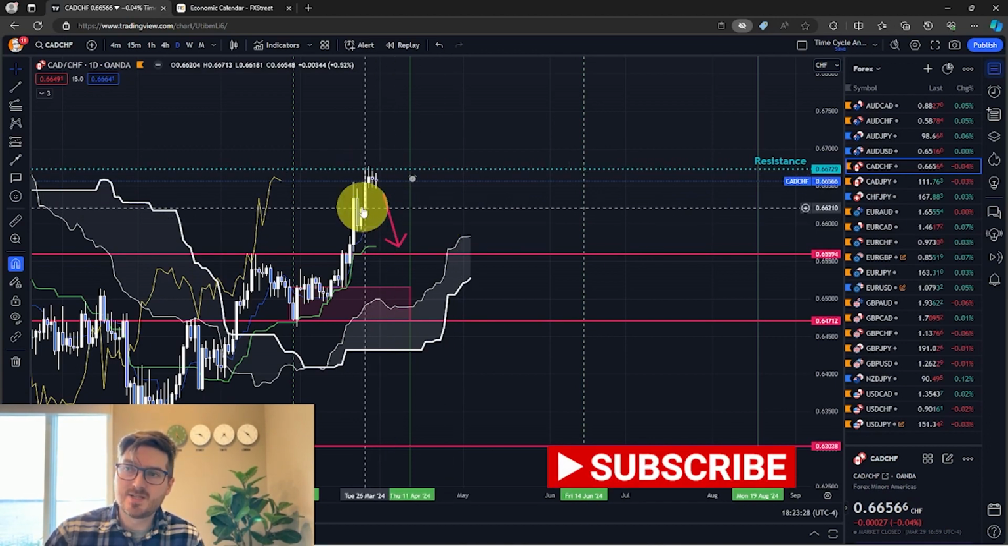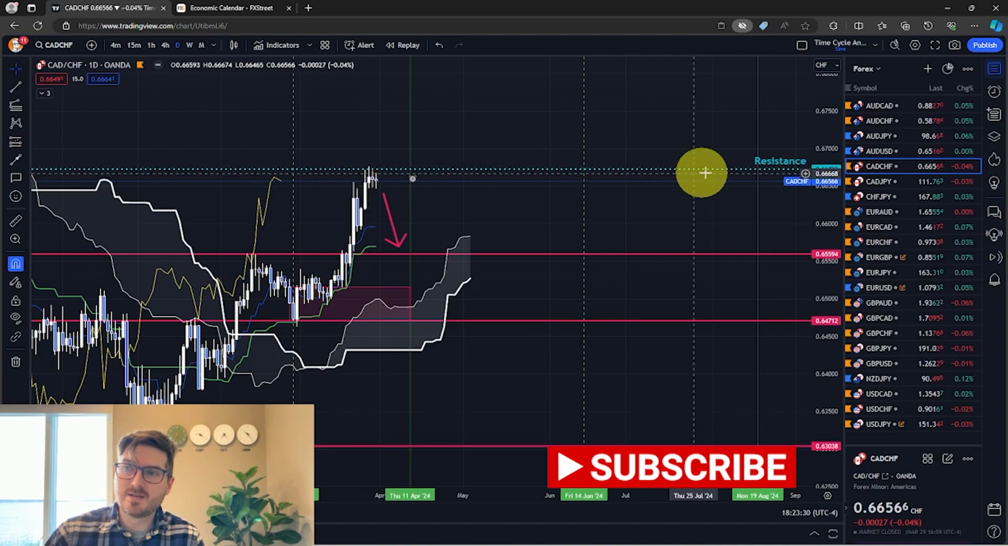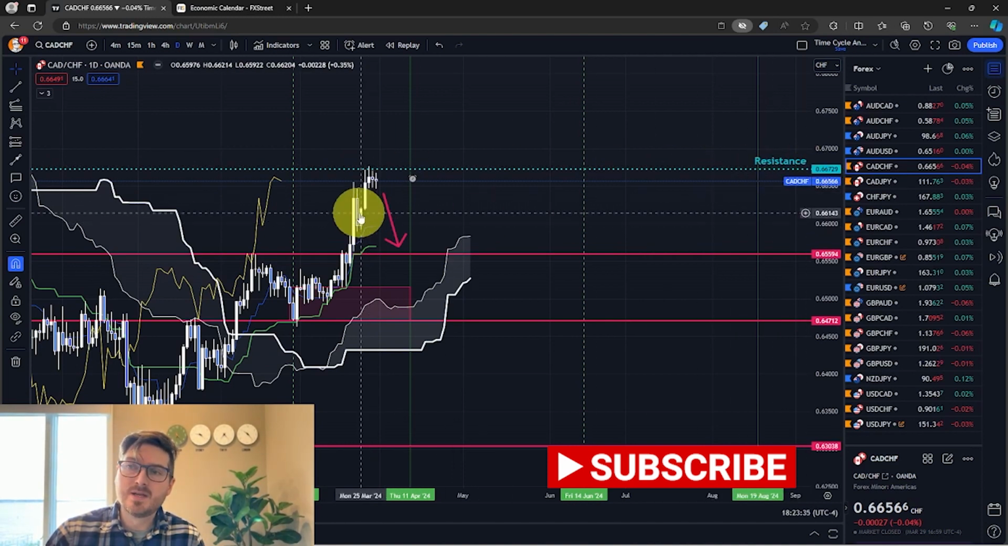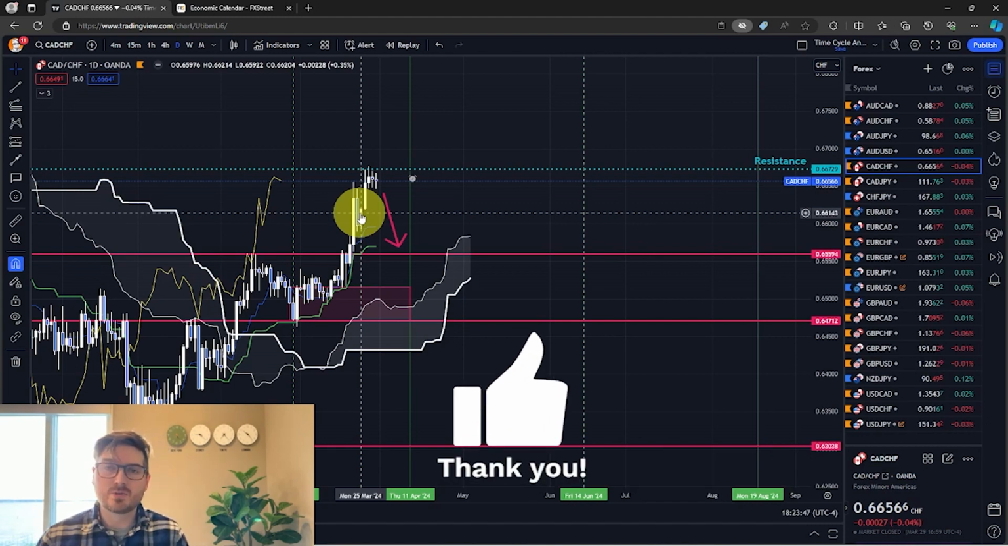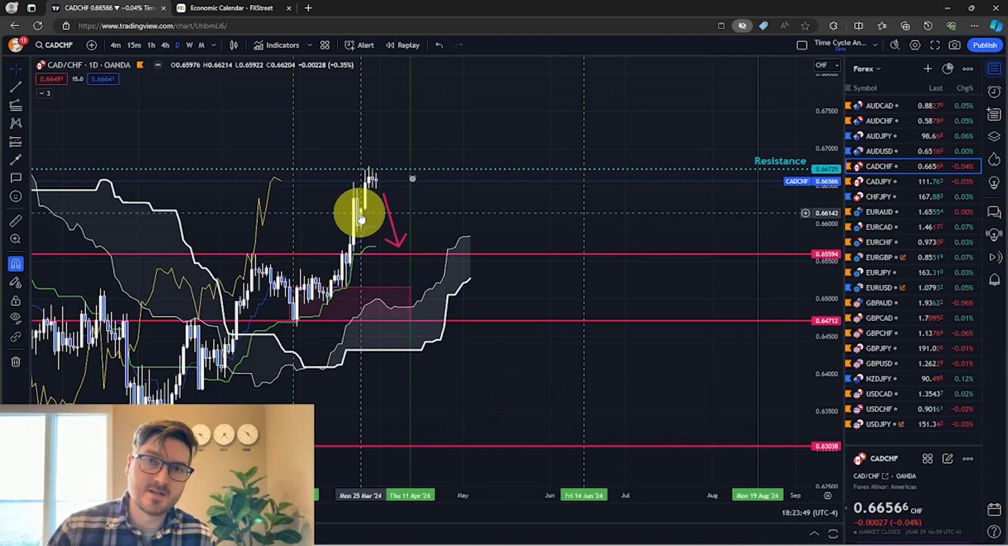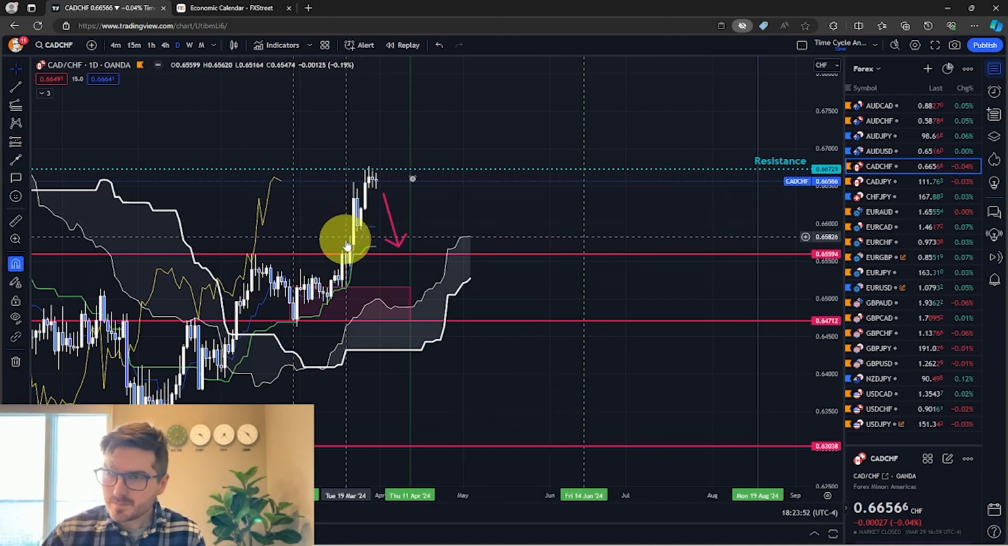Once this consolidation's done, we're going to be looking for the breakout of this resistance level here, the 0.66729 level, because from the higher time frames, the monthly and the weekly, I still believe that there is more bullish momentum and more bullish trend to be had with this pair. Just we're going to need to take a quick break and let it consolidate for the next few weeks. So for this week, I most likely will not be trading this pair.